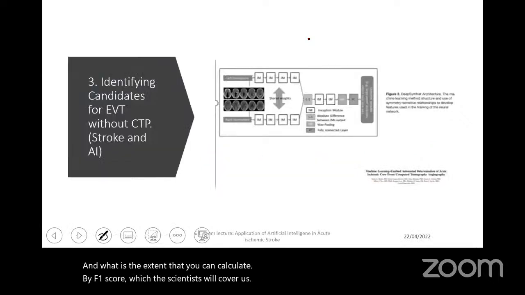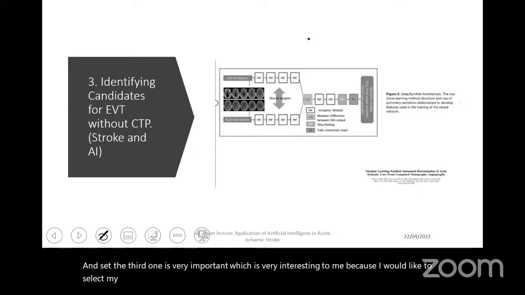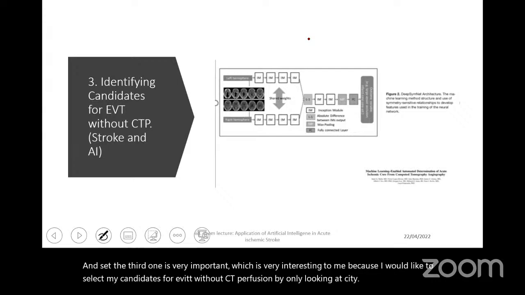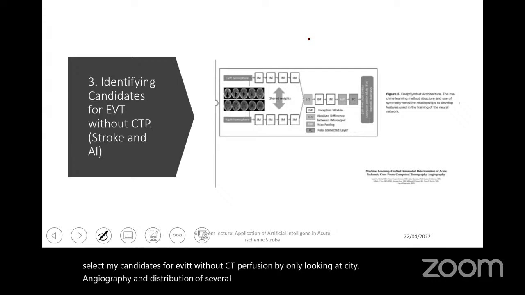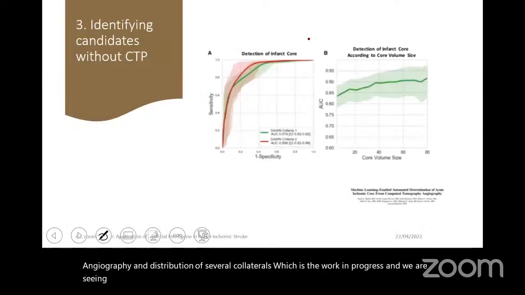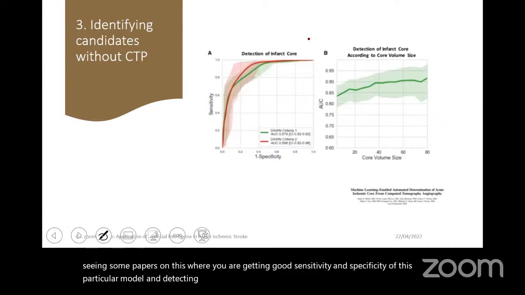And the third one is very important, and very interesting to me, because I would like to select my candidates for EVT without CT perfusion, by only looking at CT angiography and the distribution of cerebral collaterals, which is work in progress. We are seeing some papers on this, with good sensitivity and specificity of this particular model in detecting infarct volume, according to core volume, the detection of infarct core.